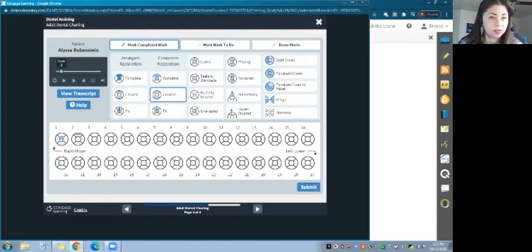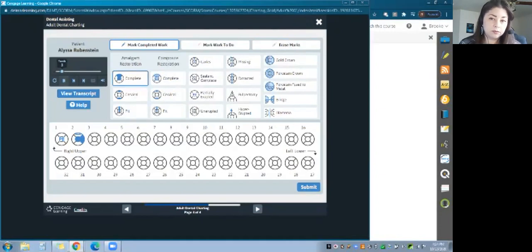So we're going to hit the amalgam category. It is an MO, so it's full surfaces. And then we go MO. Just kidding, that's DO. I made a mistake, so I'm going to hit erase. Now I'm going to go mark completed, MO.